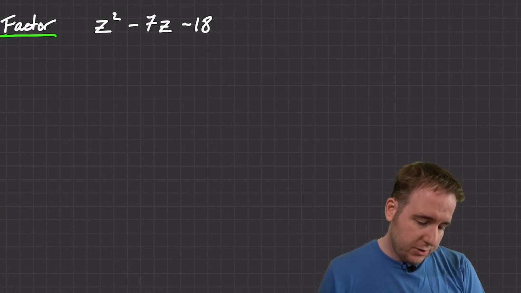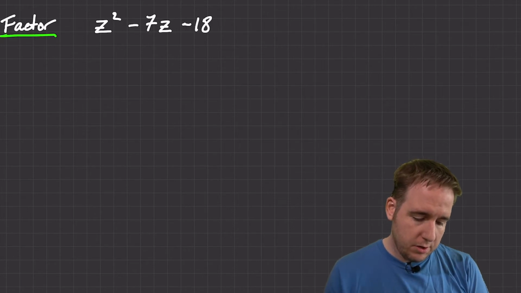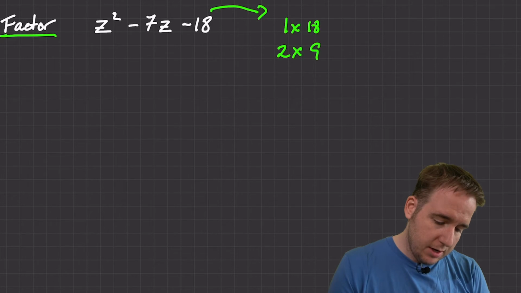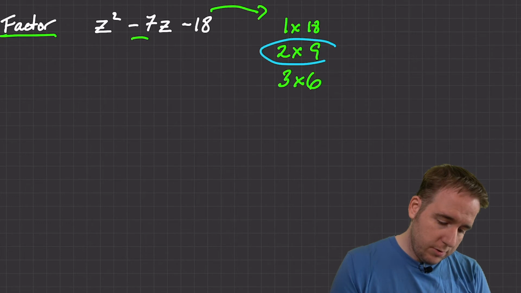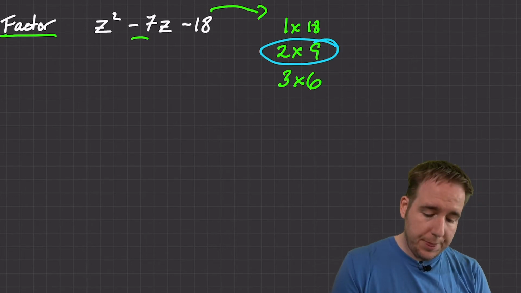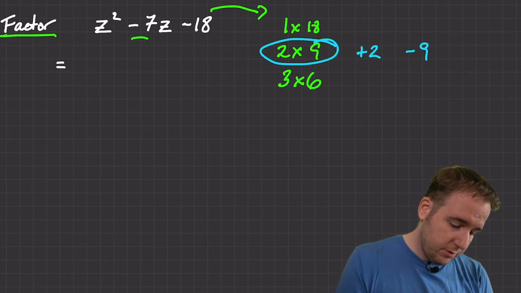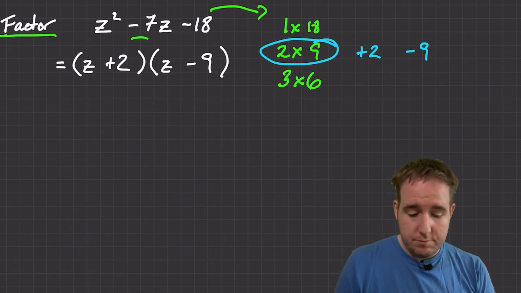Let's see. z squared minus 7z minus 18, nothing in common, so I will try the trinomial method. Look at the number 18. 1 times 18, 2 times 9, 3 times 6. I want to make -7, so I can do 2 and 9. That will be plus 2 and minus 9. That just means I can write the answers, 2 brackets, 1z there, 1z there, plus 2 there, minus 9 there, done.